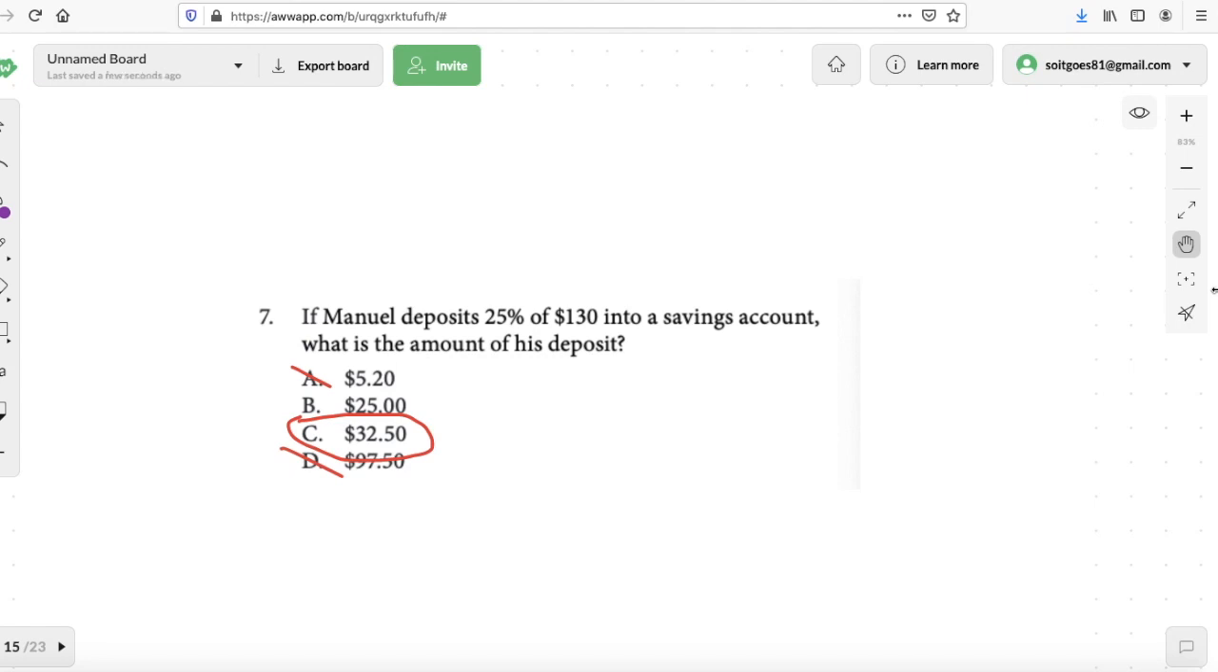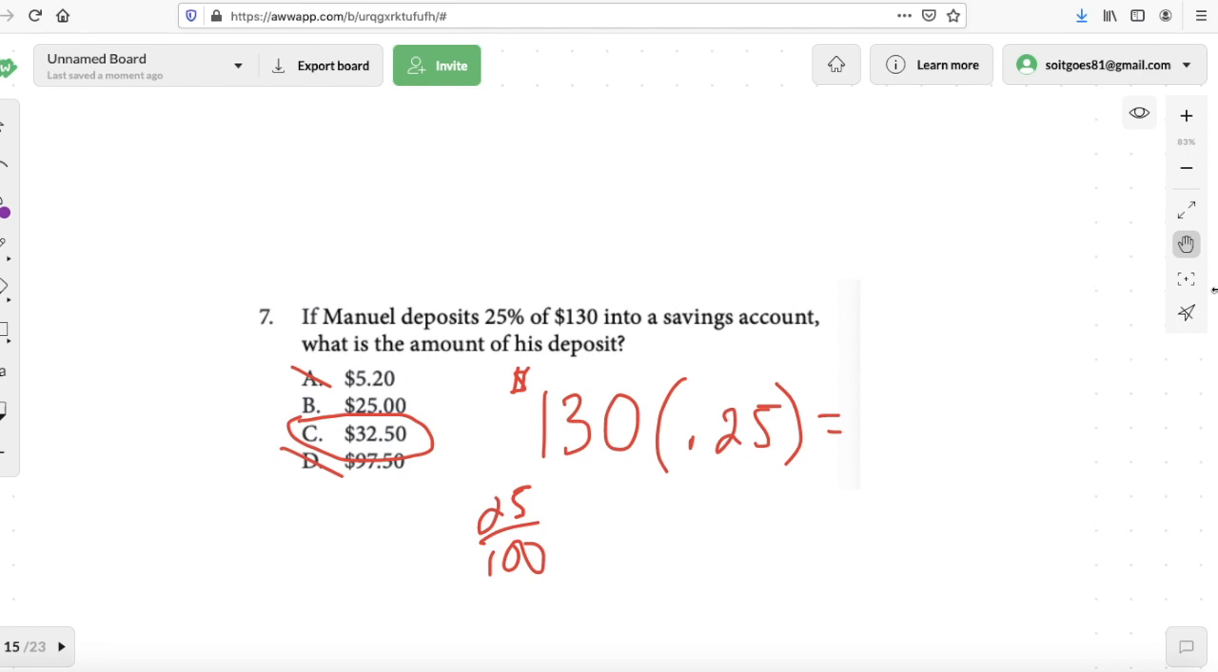Let's do the calculation here, though. How would we find 25% of 130? What would we do? 130 times what? Times 0.25, because 25% is 0.25. Again, 25% means 25 divided by 100, and if you divide 25 by 100, you get 0.25. So just multiply by 0.25. What do you get when you multiply 130 by 0.25? 32.50, which is answer choice C.